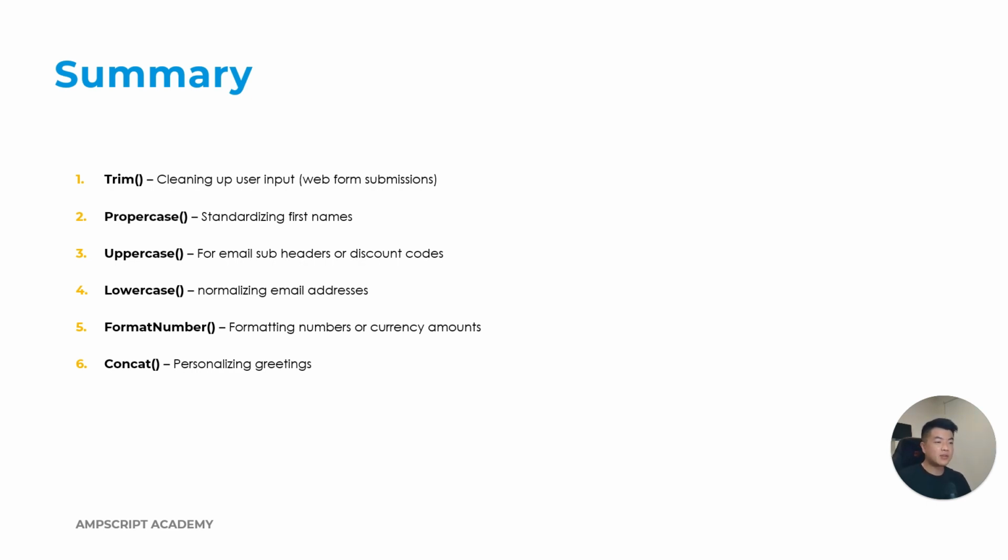And your format numbers, you can add the commas into like balance points or some sort of number field, as well as reformat the currencies, adding the $, and also adding the comma. And finally, concat, really useful for personalizing greetings or subject lines or email headers or SMS messages, concatenating multiple variables into one sentence to create one output for a variable. Makes it so much easier and more efficient.